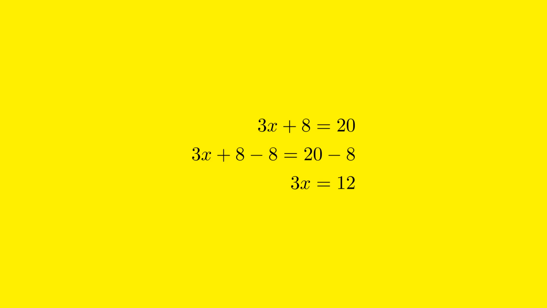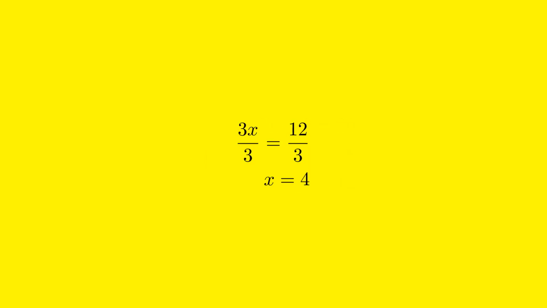By subtracting 8 from both sides, we have removed the constant term from the left side, leaving us with a simpler equation to solve. The expression has been altered from 3 times x plus 8 equals 20 to 3 times x equals 12. This simplification helps us focus on solving for the variable x.